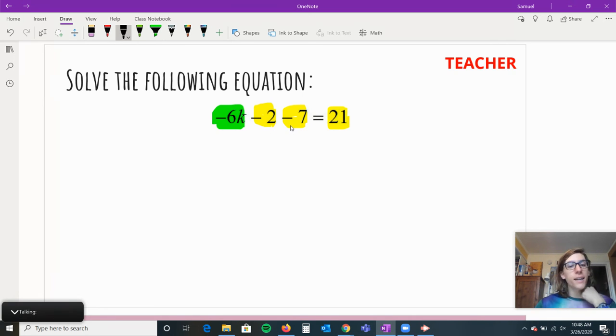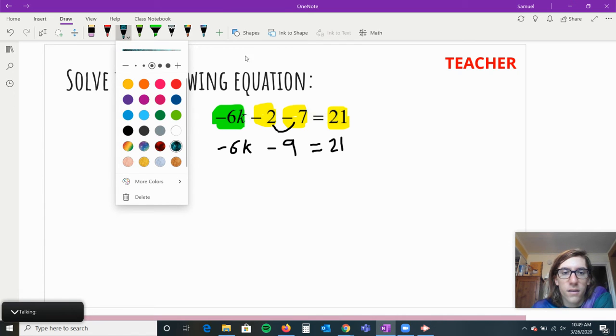Now you have 9 negatives, right? So we've got -9 from those two combining. We've got our -6k over here still, and we have 21 over here. Okay, now if we're going to solve for k, if we're going to isolate a variable, now it's a two-step equation, just like you've done before.